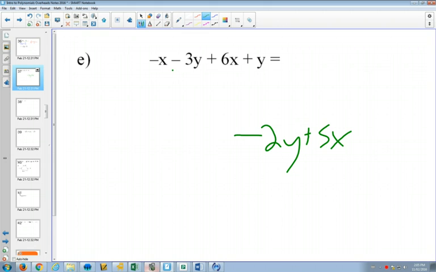So first of all, negative 3y and y are like terms. If you have negative 3 and you add 1, you'll get negative 2. The other like terms are the 6x and the negative x. So you can either think of it as negative 1 plus 6 to get plus 5, or you can think of 6 minus 1. You can do it either way.